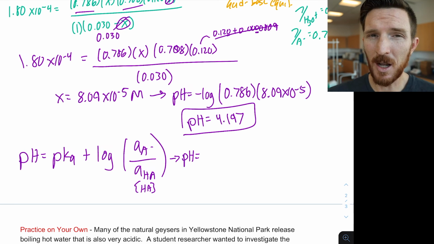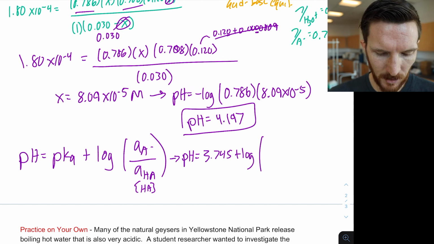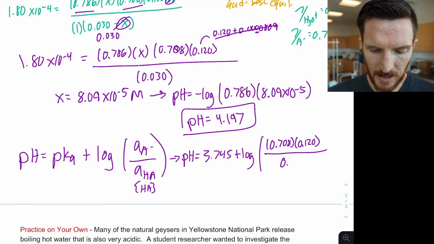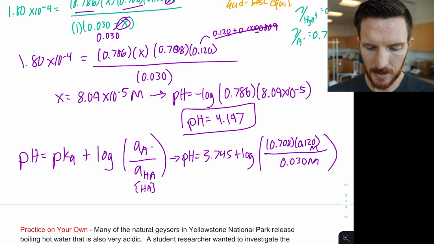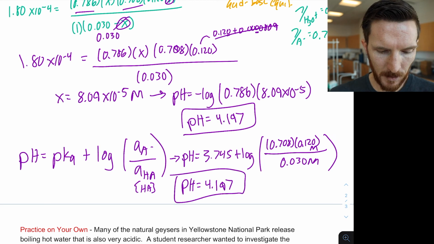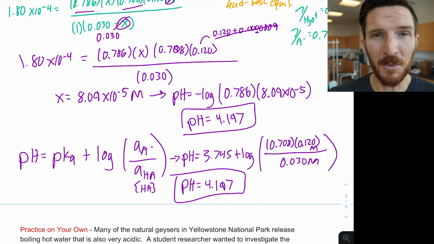In theory, if the Henderson-Hasselbalch equation applies here, we should get the same result. So our pKa is 3.745 plus the log of our activity of the A minus, so that would be 0.708 times our 0.12, and then we had 0.03 for our concentration of the HA, and we go ahead and plug that into our calculators and we get 4.197 as well. And so we see here, we could have saved ourselves a little bit of time and heartache there from the extra math.